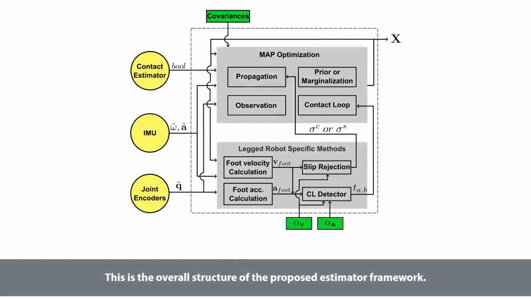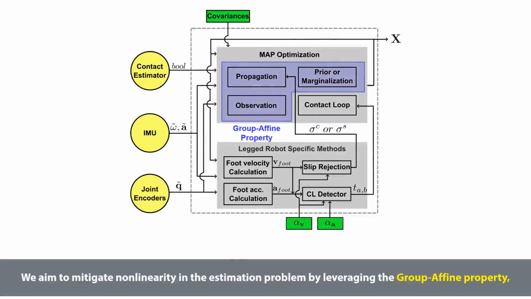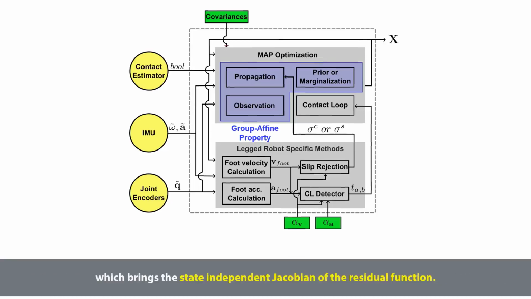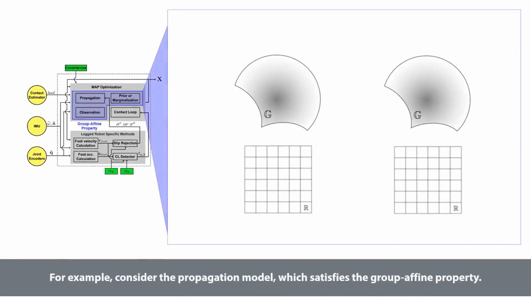This is the overall structure of the proposed estimator framework. We aim to mitigate nonlinearity in the estimation problem by leveraging the group-affine property, which brings the state-independent Jacobian of the residual function. For example, consider the propagation model, which satisfies the group-affine property.